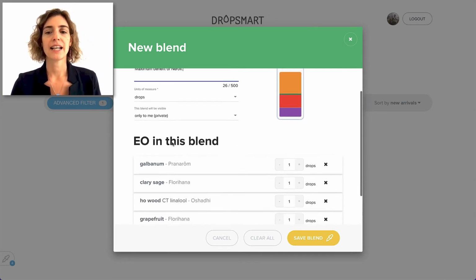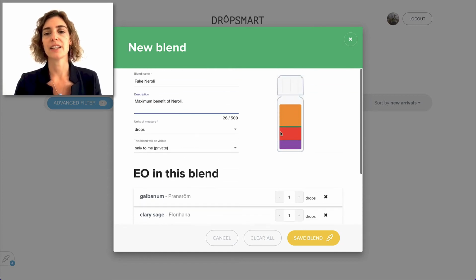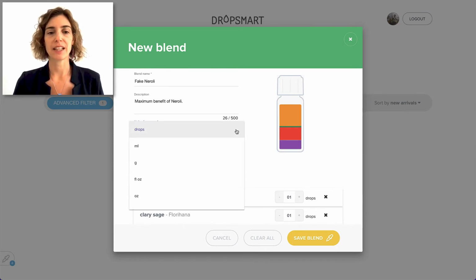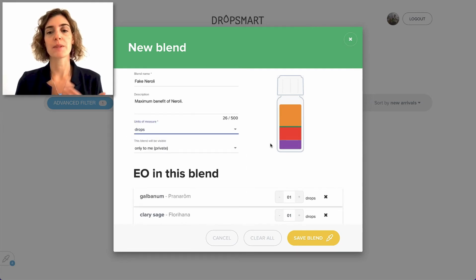So I can play right away here with the ratios. When you're creating a blend, you can go very specific and make percentages. However, this is just a quick video, so I will use drops. And just by quickly looking at this, I will fix the colors. So this is the beauty of DropSmart. You take a look at the colors and you can use that already as a tool to bring you closer to the result that you actually want.